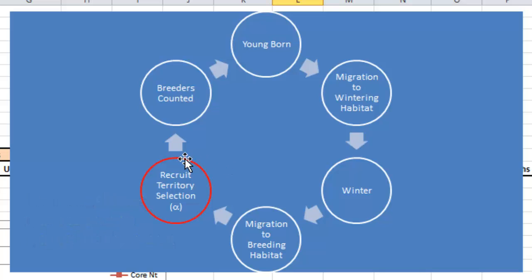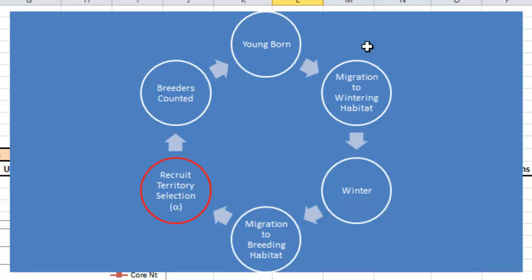Then, once it chooses a habitat, it settles down, establishes a territory, claims its territory, and begins singing. The males and females pair up, and that often is the time when we census these songbirds because they're very vocal and they're easy to count at that time. Then they reproduce and have young, and the cycle continues.